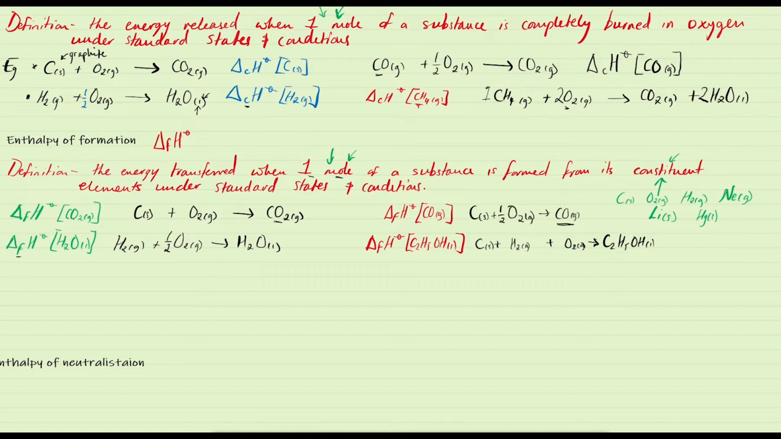I will use just a different color pen here, maybe just to highlight that a little bit. So again, I've got all its constituent elements in their standard states and conditions. I have 2 carbons, put 2 there. I have 6 hydrogens, so I'm going to put a 3 there, so that's 6 hydrogens on either side. Oxygen, I've only got 1 oxygen, so I want to put half there. So this is the reaction that determines the enthalpy of formation for 1 mole of ethanol.